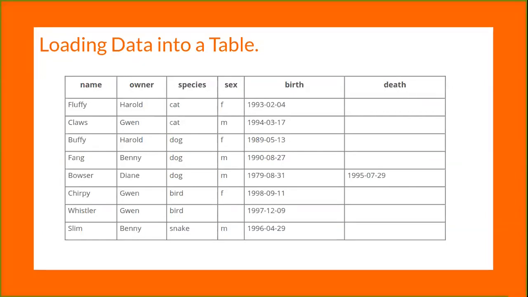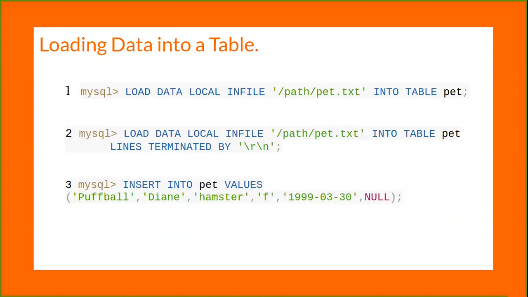For missing values, such as unknown sexes or death dates for animals that are still living, you can use null values. To represent this in your text file, use backslash, then capital N. To load the text file pet.txt into the pet table, use this statement: load data local infile, then the path to your pet.txt, followed by into table, followed by the table name.